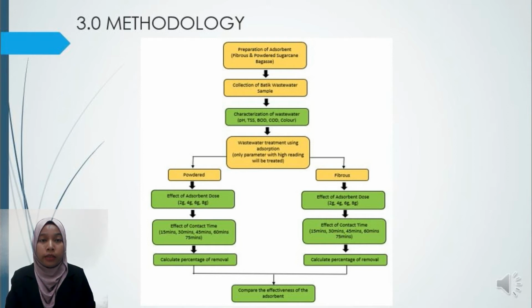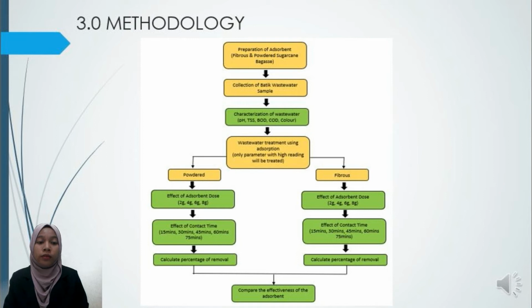The parameters that have been measured were pH, TSS, BOD, COD, and color. After finding out the characteristic of the wastewater, the parameter with high reading will be treated by using adsorption.